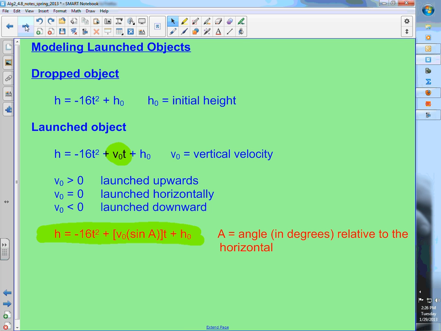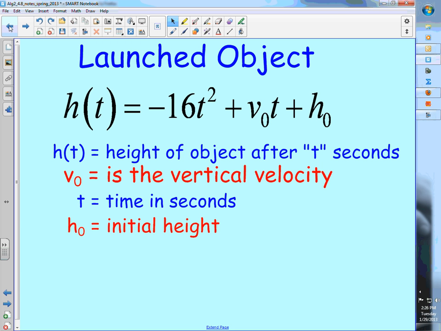We're eliminating this, and we're going just to this. So when you hear initial velocity for us, it's the vertical component of the velocity. It's not how fast the bullet is moving. It's how fast the bullet is moving vertically. Does that make sense to everyone?